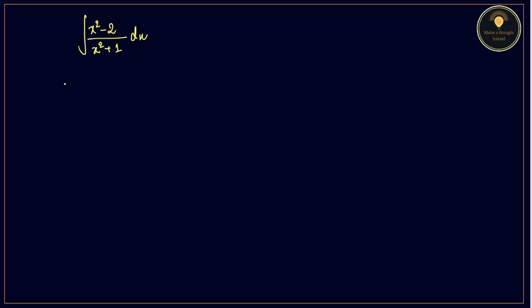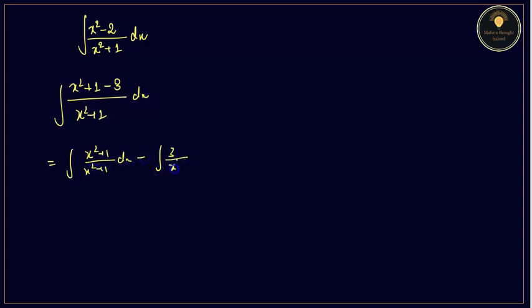In this question, we have to find the integration of (x square minus 2) upon (x square plus 1). So you will write the numerator as x square plus 1 minus 3, and in the denominator, you will write the value as x square plus 1, dx. So if I separate the value, you will write (x square plus 1) upon (x square plus 1) dx, minus the integration of 3 by (x square plus 1) dx.